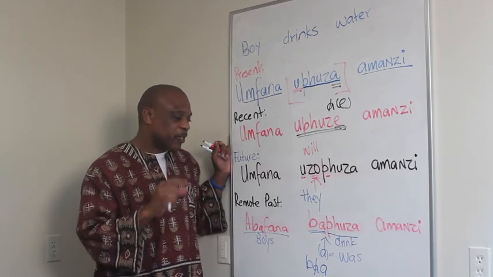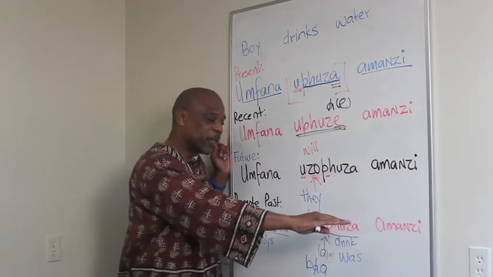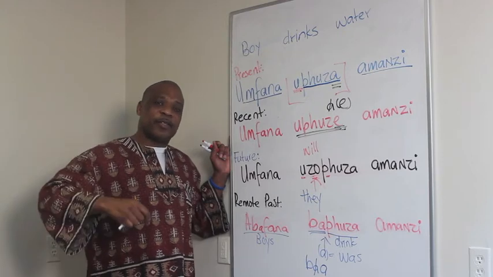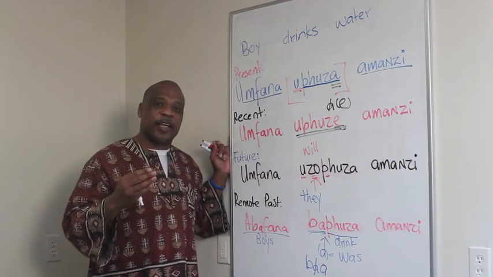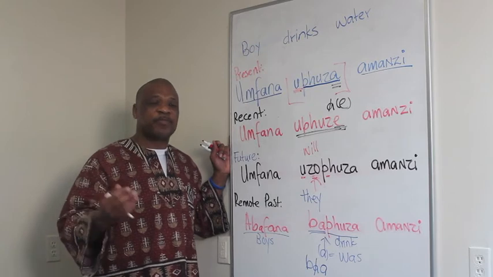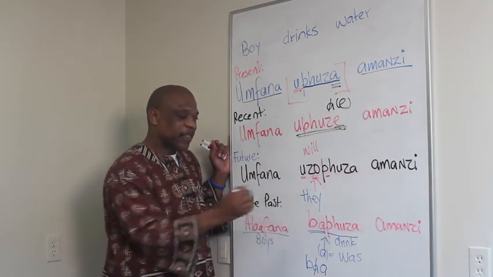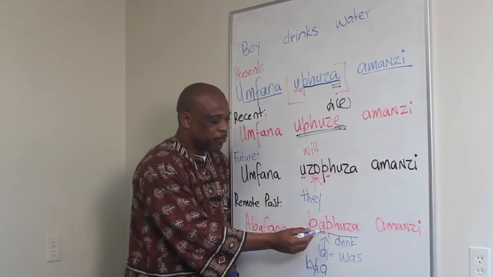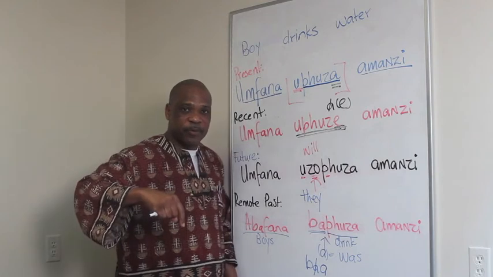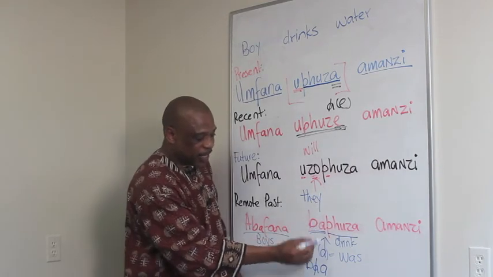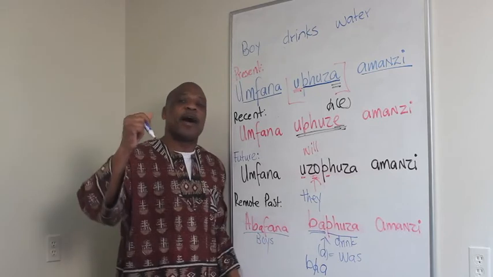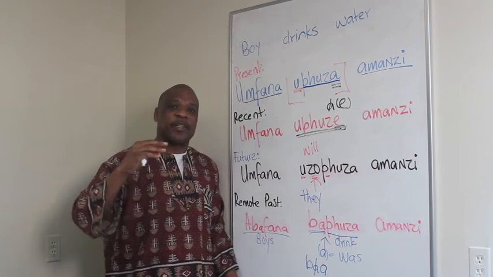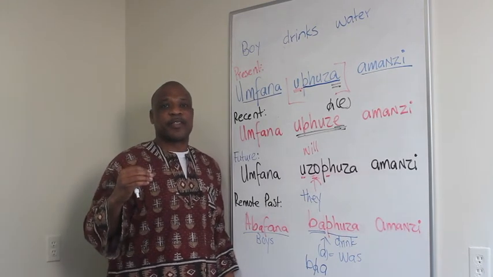Now, this makes more sense to a Zulu person because the tone of how you read the ba for the remote past is not the same as the ba of the concord of the present tense. Let me read this sentence in the present tense because it looks the same. Abafana ba phuza amanzi. Right now. But if this A is "was," I will say, Abafana ba phuza amanzi. So you see my tone goes up. That means it's the remote past tense.